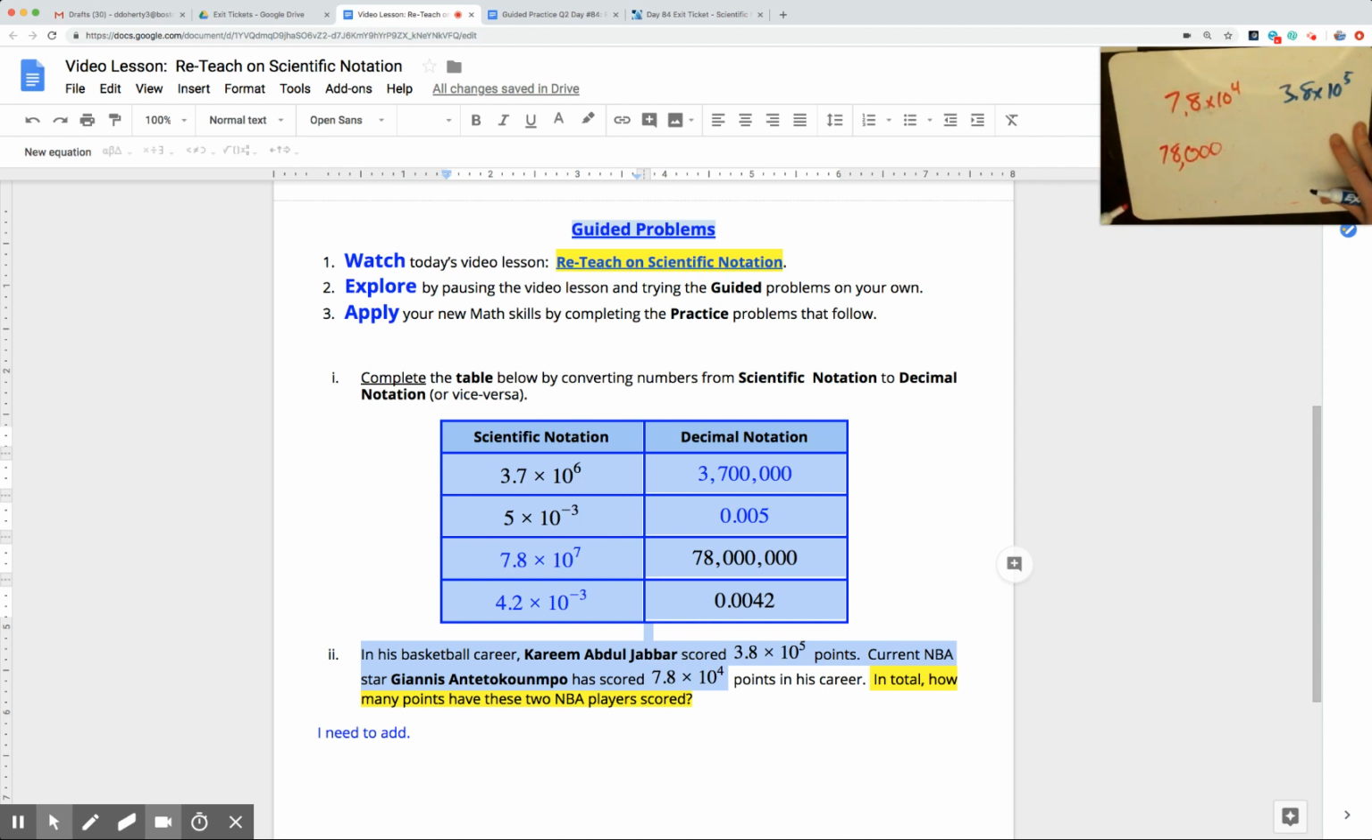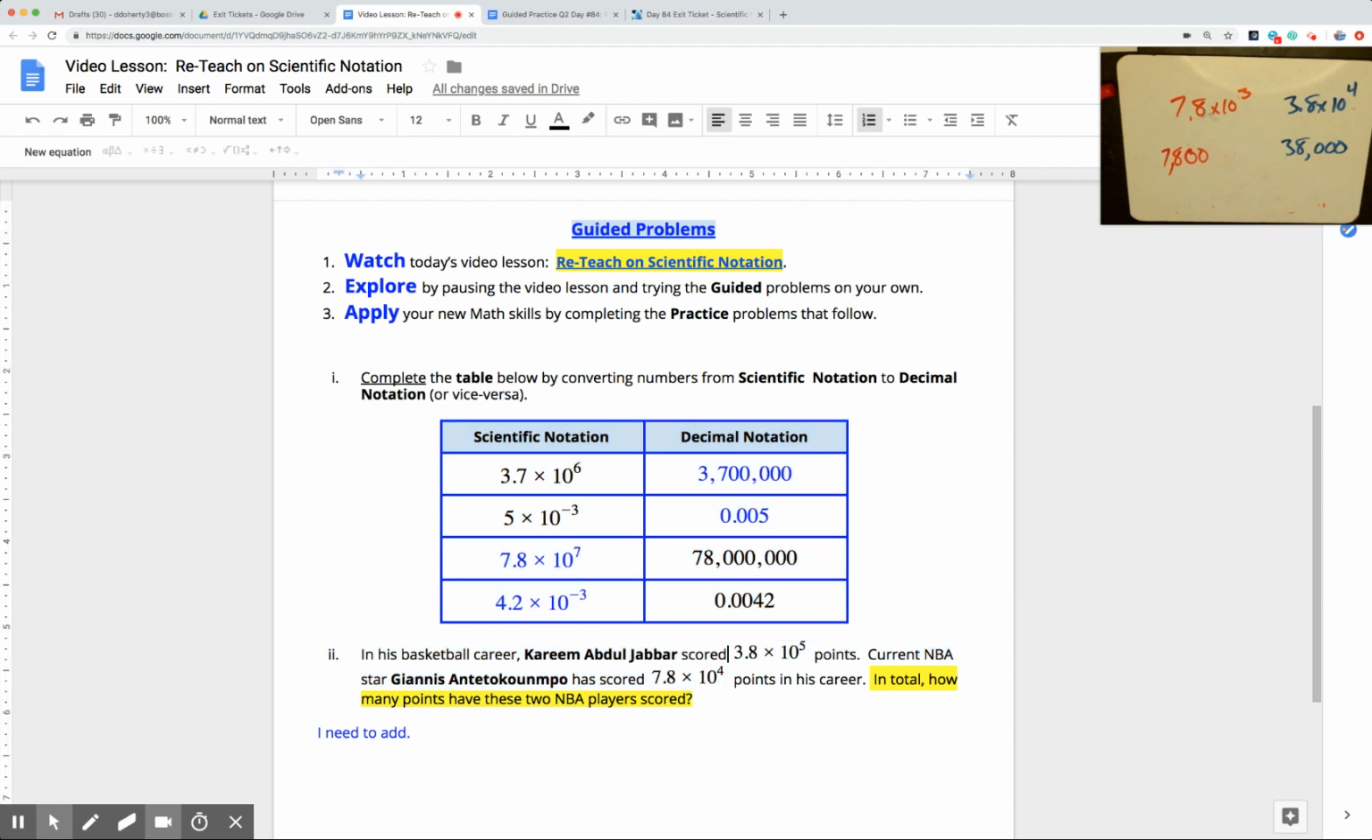That tells me that, all right, my numbers are off here. The problem's got to change to 7.8 times 10 to the 3rd and 3.8 times 10 to the 4th. Giannis wishes he had scored 78,000 points. So as usual, Mr. Doherty made a mistake. He's actually scored 7,800 points in his career. Kareem has scored 38,000 points back when he played.